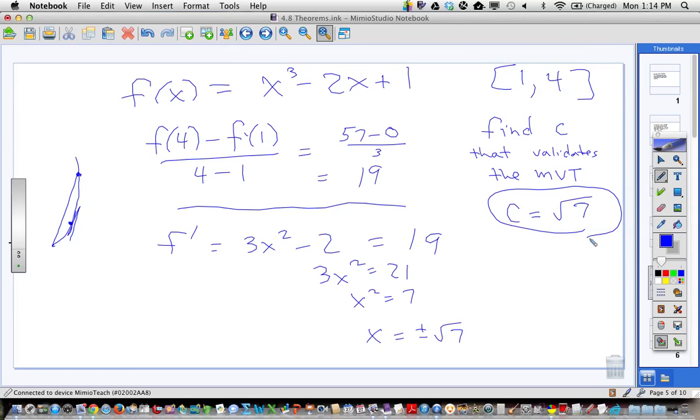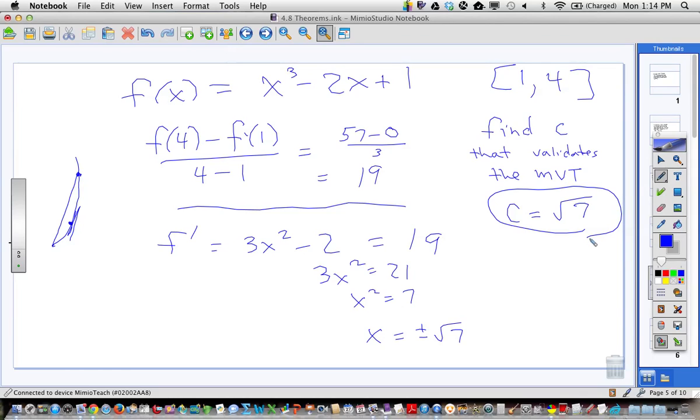So that means if you traced at square root of 7, if you graph this, slope is 19 between the endpoints. There's a point in there at about 2.7 where the slope would also be 19. So this work would be your proof, if it said show that the mean value theorem holds for this function.